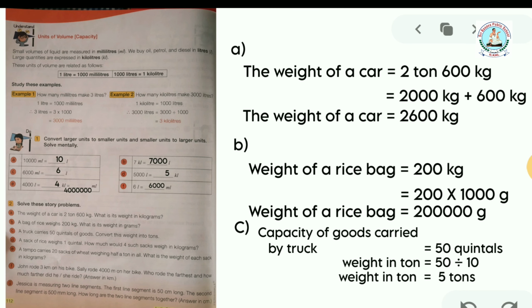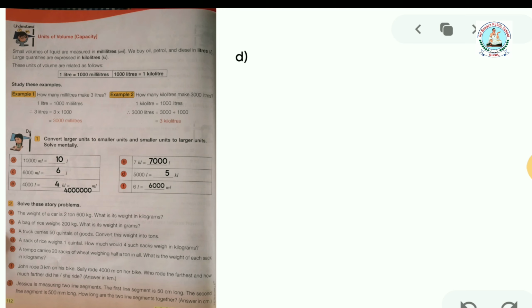Let's move on to the next question. A sack of rice weighs 1 quintal. Sack is nothing but a kind of bag, but made of jute. Such a bag is known as a sack. A sack of rice weighs 1 quintal. Then how much would 4 such sacks weigh in kgs?